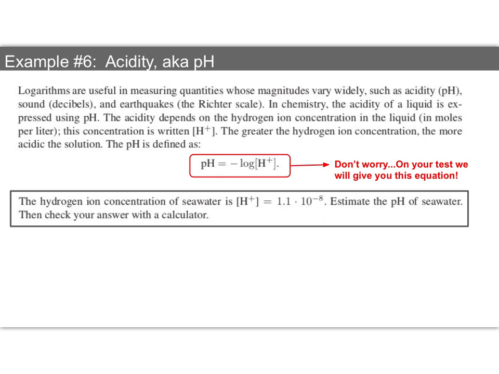So in chemistry, the acidity of a liquid is expressed using pH. The acidity depends on the hydrogen ion concentration in the liquid in moles per liter. This concentration is written as H+, and the greater the hydrogen ion concentration, the more acidic the solution, and the pH is defined by the negative log of the hydrogen ion concentration. So again, just a note, don't worry, you don't have to memorize what pH is. That is something that you would have given to you on your test.